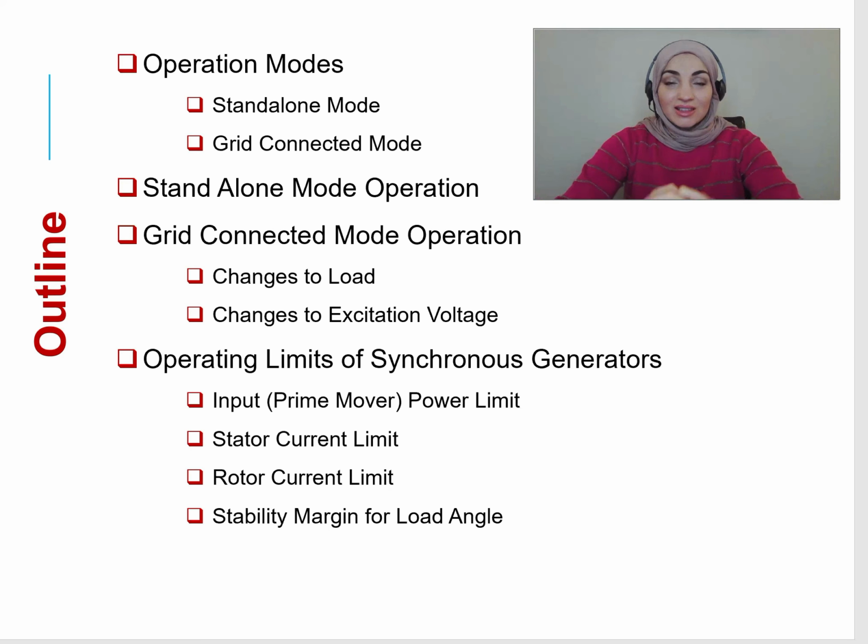Hello. In this last part of the lecture, we are going to discuss the operation modes of the generators. These operation modes include the standalone and the grid-connected modes. We are going also to discuss how changes to the load or changes to the excitation voltage affect the operation of the grid-connected mode. We are also going to discuss the operating limits of asynchronous generators. So let us get started.